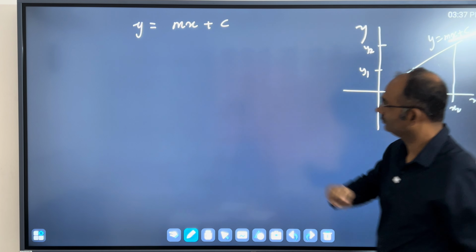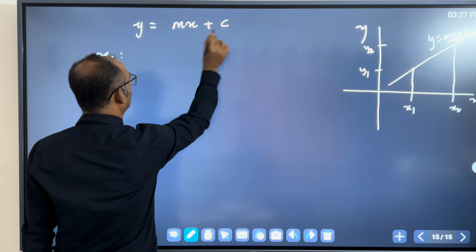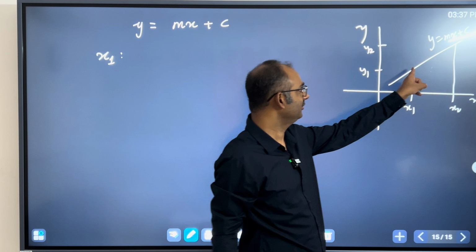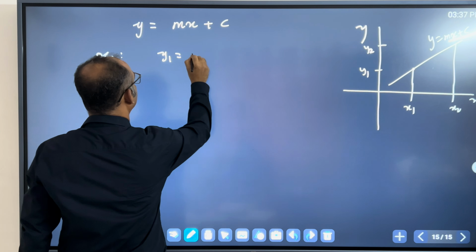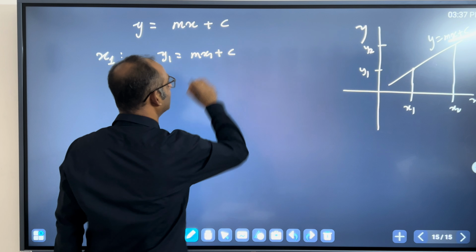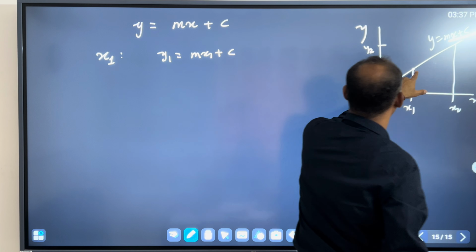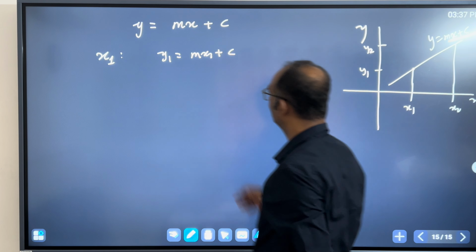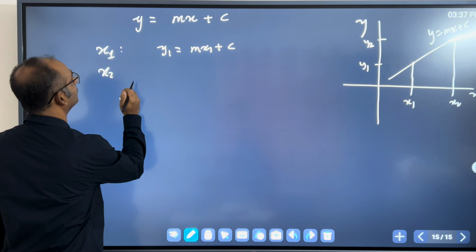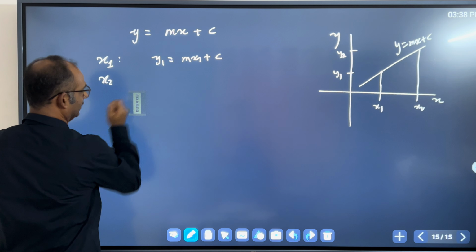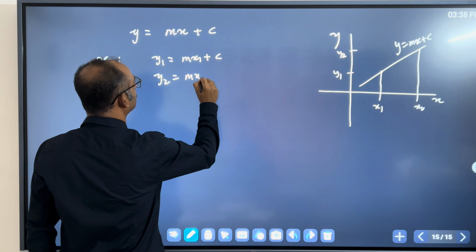Is it fine? So at x1, the point on this straight line satisfies the following: y1 is equal to mx1 plus c. Is that okay? Because this point is on this line, so it has to. At point x2, y2 is mx2 plus c.